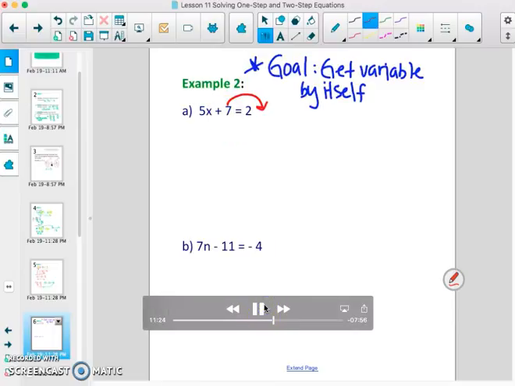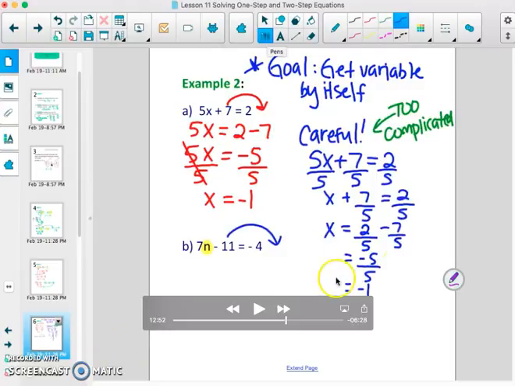Okay, so we're going to do the same thing we've been doing. We're going to move it over to the other side, so that's going to be a -7 on the other side. So we can simplify that now, because 2 minus 7 is just -5. And then now we can divide this x by 5 on both sides. Okay, so when we divide it, you get that 1 on the other side, so it's just x by itself, and we find that x is equal to -1.